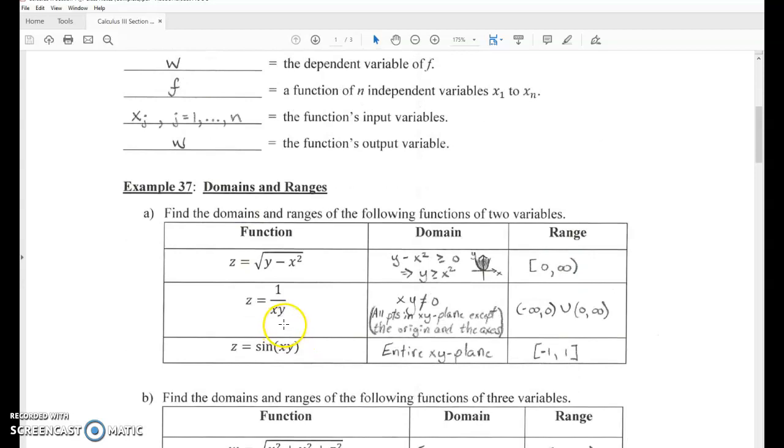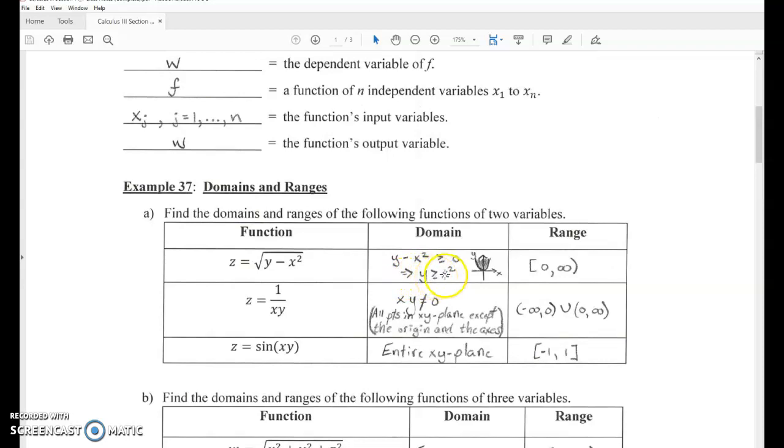So here are examples of what we may see when we're working with functions of two variables. We may see something like this: z equals the square root of y minus x squared. Okay, so what is the domain of that? Well, when it's asked for the domain, it's asking for the natural domain. So when you see a square root, the first thing you need to think of is that whatever's inside that square root needs to be positive or zero. So y minus x squared has to be greater than or equal to 0. Or we could say that's the same thing as saying that y is greater than or equal to x squared.